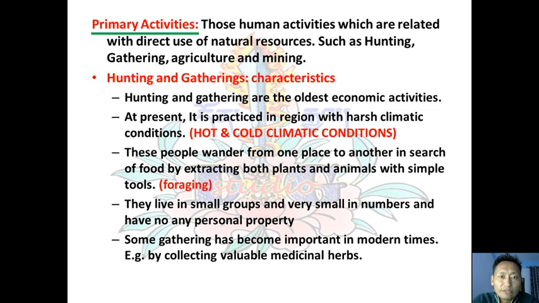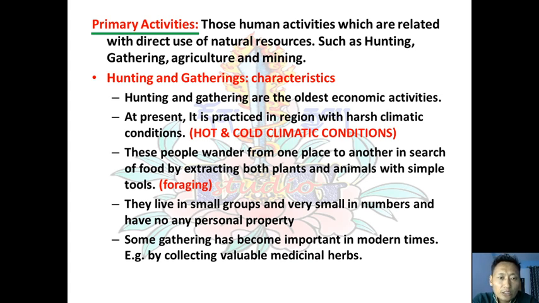From primary activities, the first topic that we are going to learn here is the characteristics, or features, of hunting and gathering. Hunting and gathering are the oldest economic activities. Before 12,000 years ago, almost all the people on this earth were engaged in these two types of activities, hunting and gathering. That means hunting and gathering were humans' first activity on this planet. Because of that, they are the oldest human economic activities.